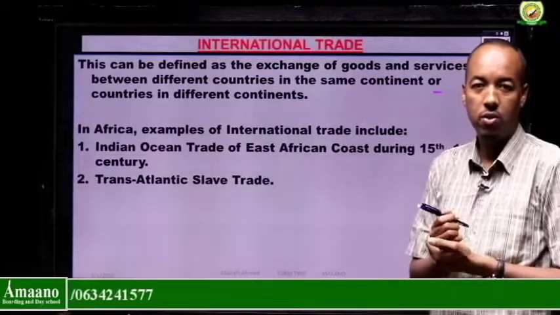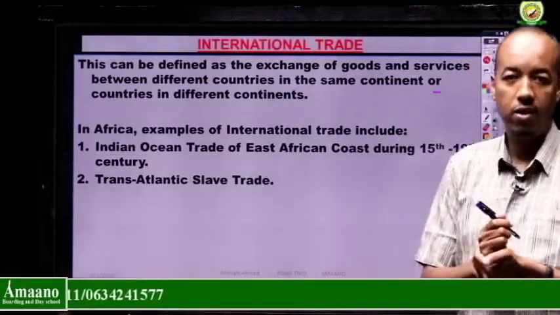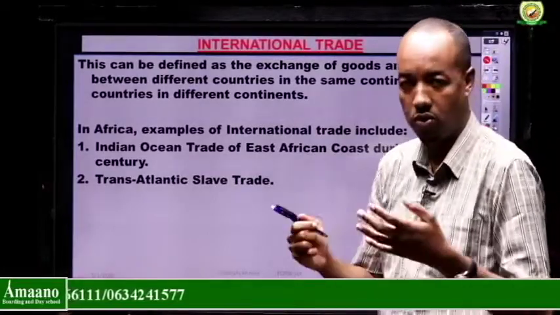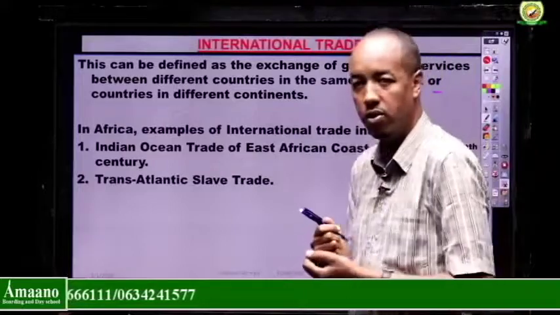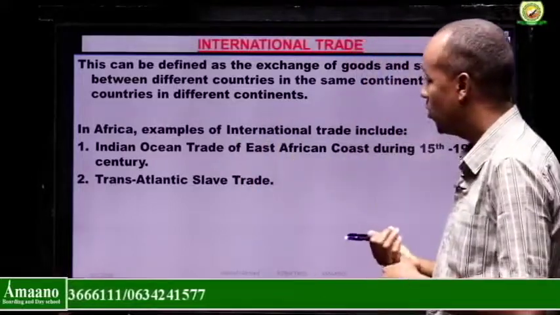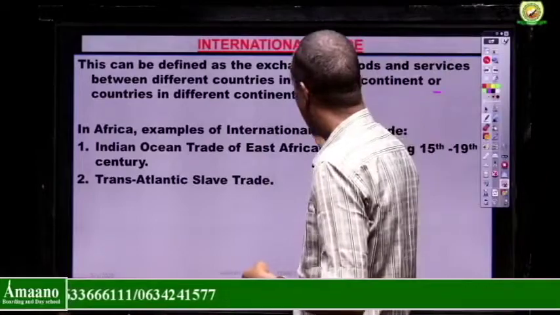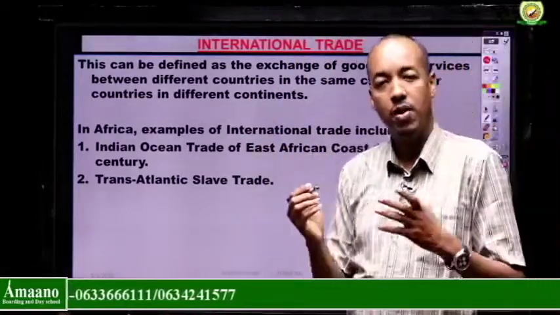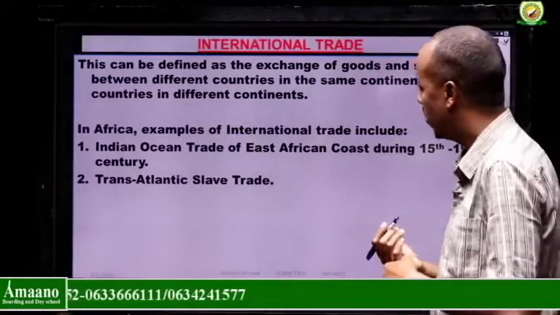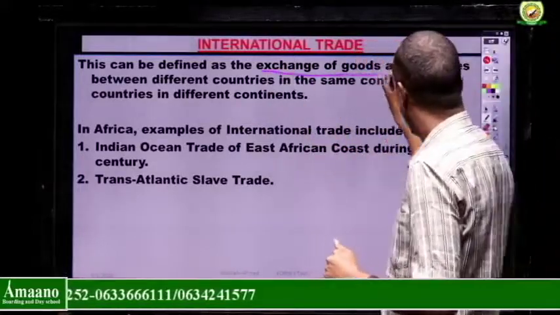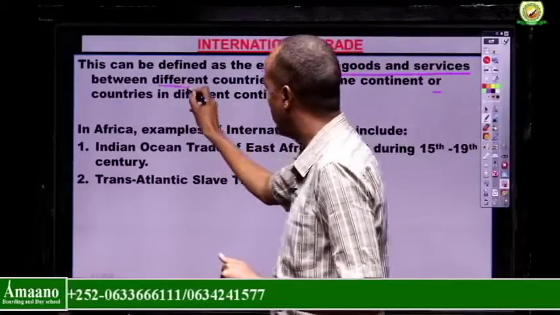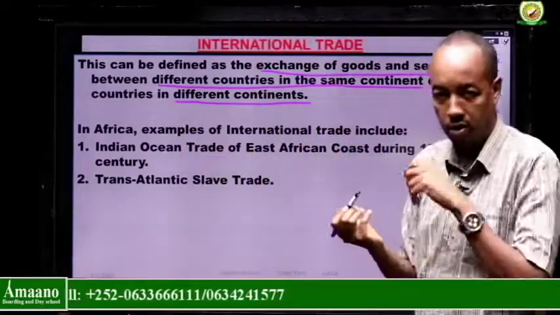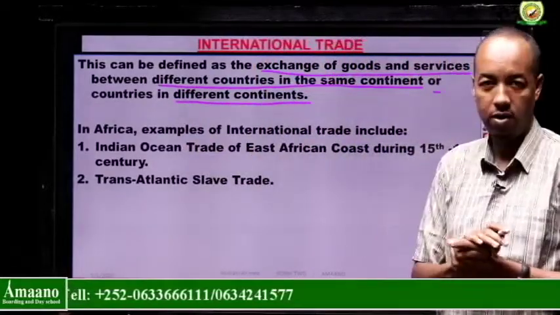First, we need to understand what international trade is. International trade is a trade that involves different continents. One continent trading with another continent, two countries that are very far from each other, two countries in different continents. Sometimes it can be in the same continent. So the exchange of goods and services between different countries in the same continent or countries in different continents is generally the best definition of international trade.